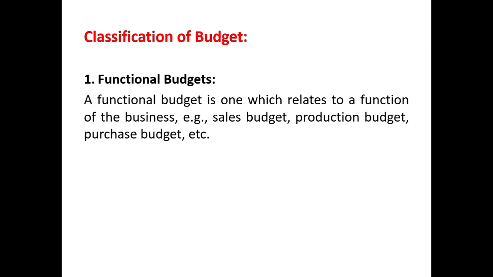What are the functions of the business? For example, purchase of raw material. For that, a budget should be there. After purchasing, there should be a plan for production: how to produce, how much to produce. For that also a budget should be there. Then sales budget. Like that, for each and every function, there should be a budget. That is called a functional budget.